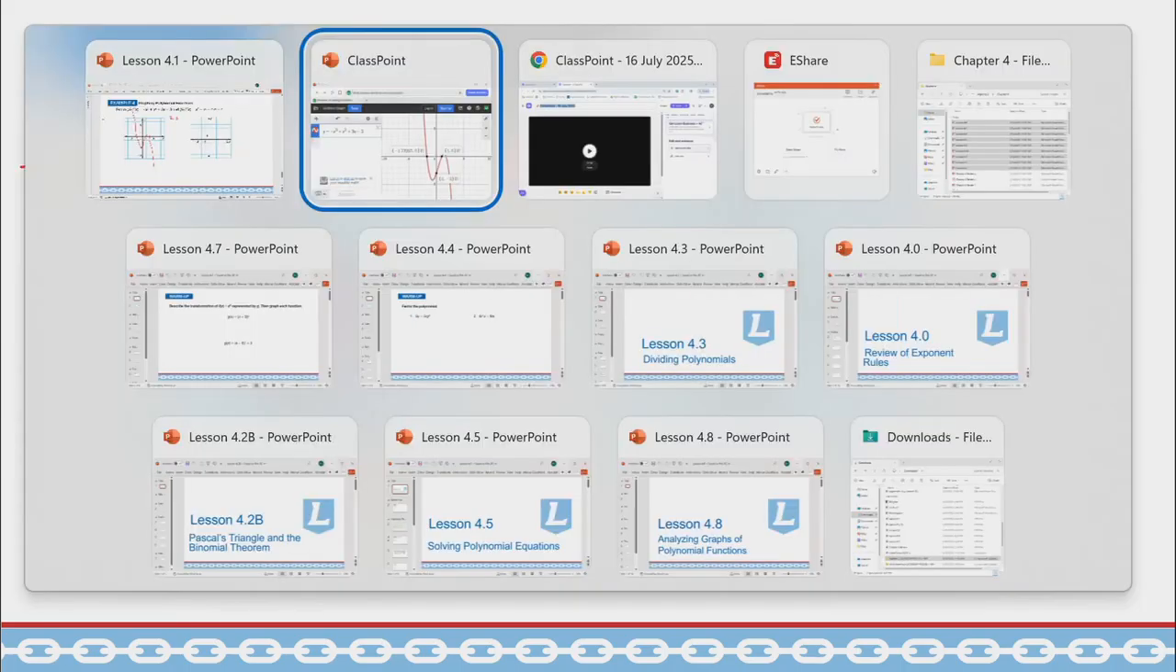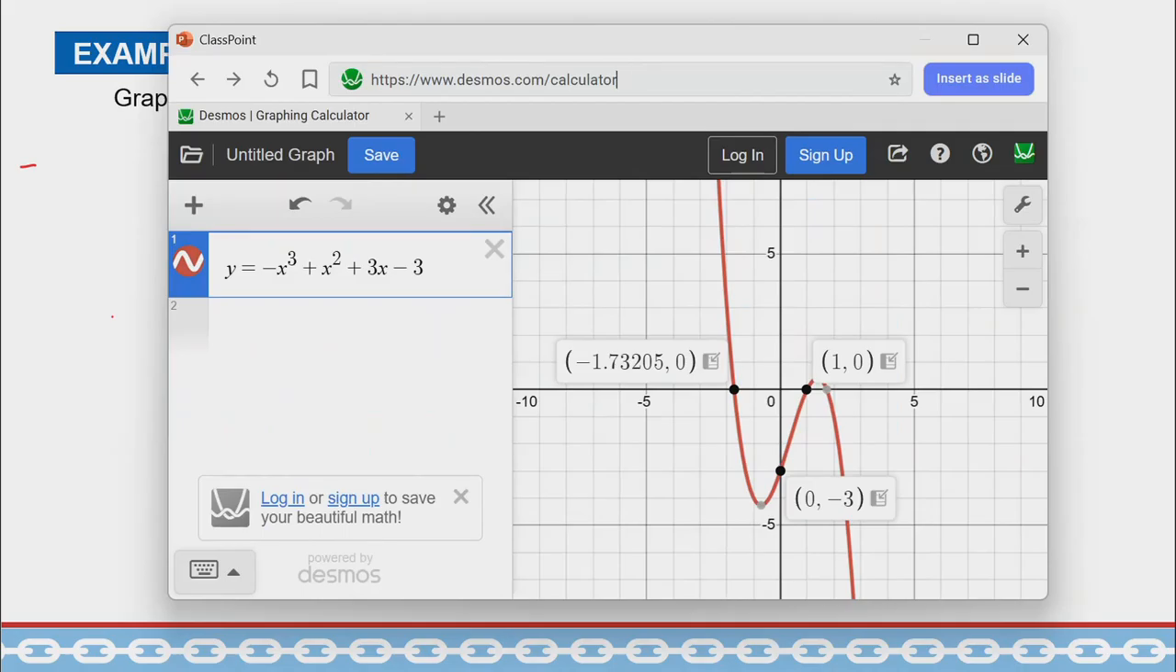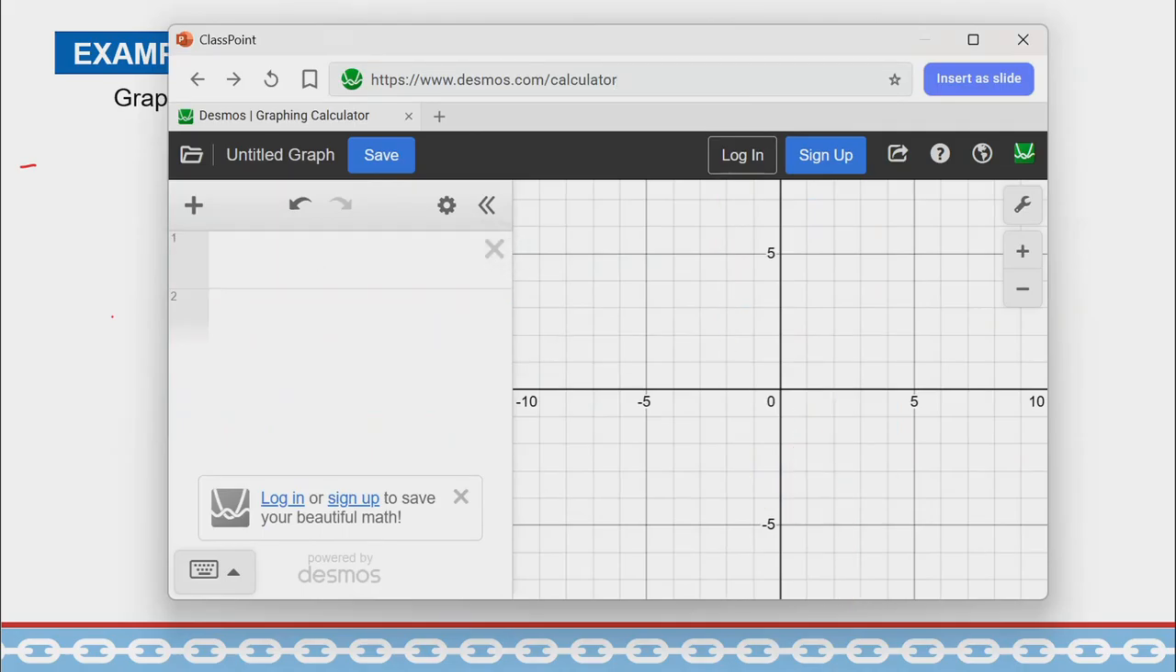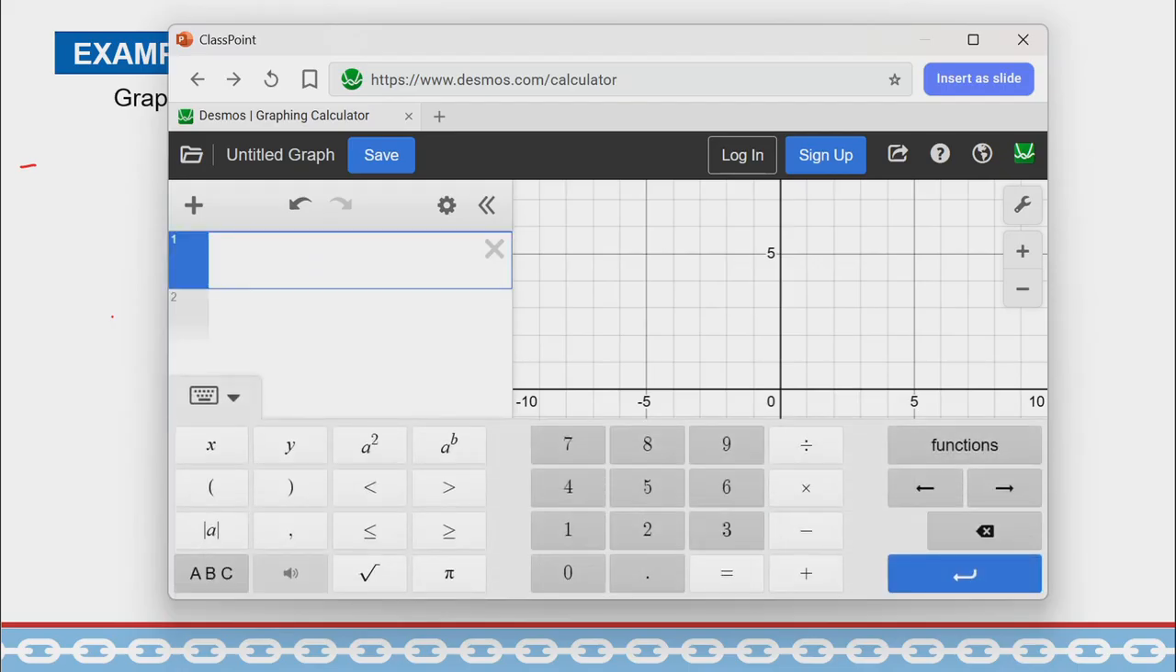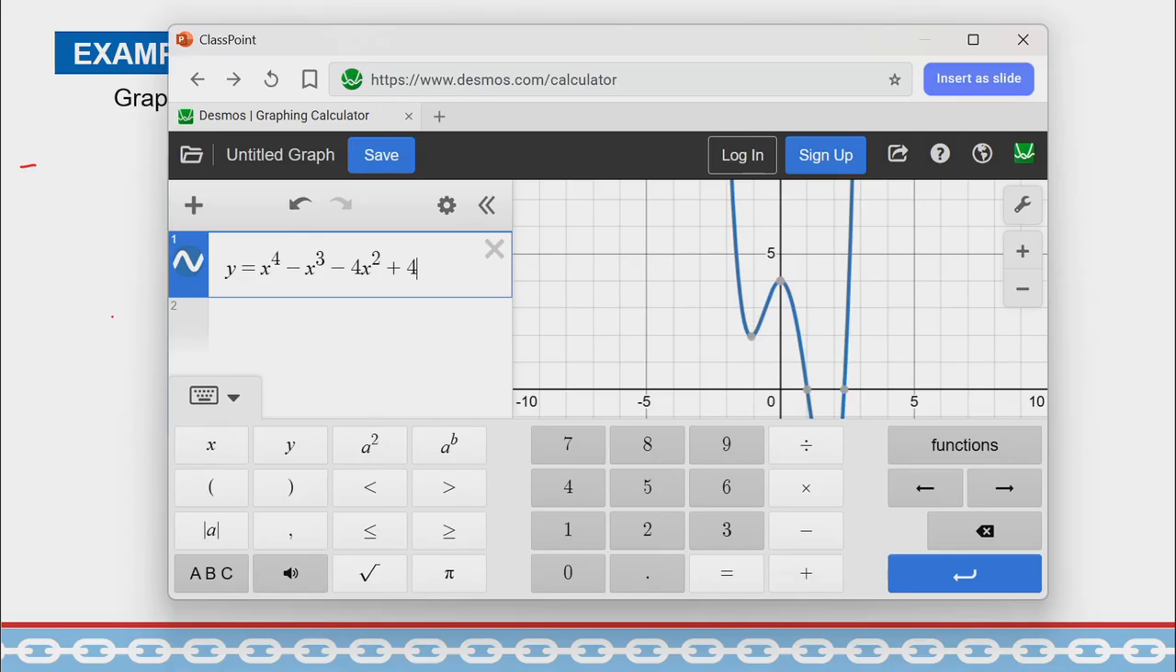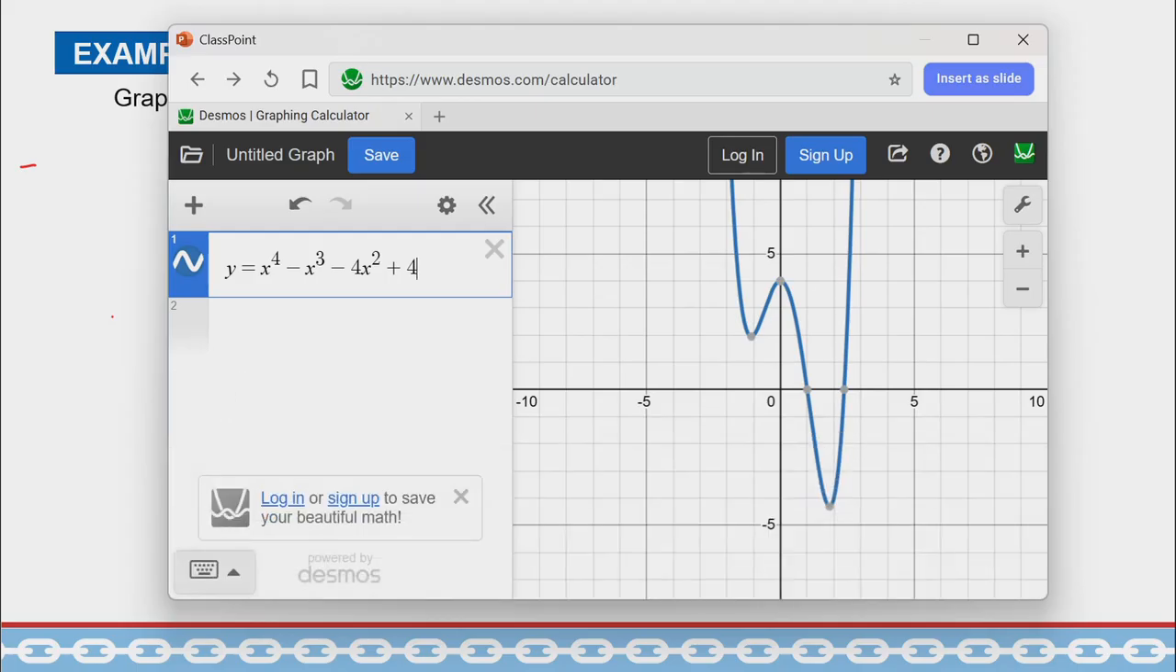Looking at our second example then. I have y equals x to the fourth minus x to the third minus 4x squared plus 4. Right, give my equation a quick glance, making sure I have everything typed in correctly. And then I can go to the graph and start stealing data again.